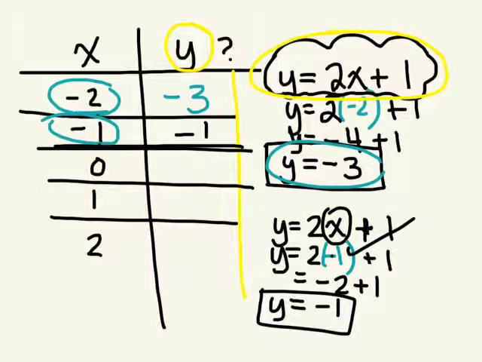Good. So the next one was 2 times 0. 2 times 0 plus 1 is 1. Okay, and the next one would be 3, and then the last one would be 5.